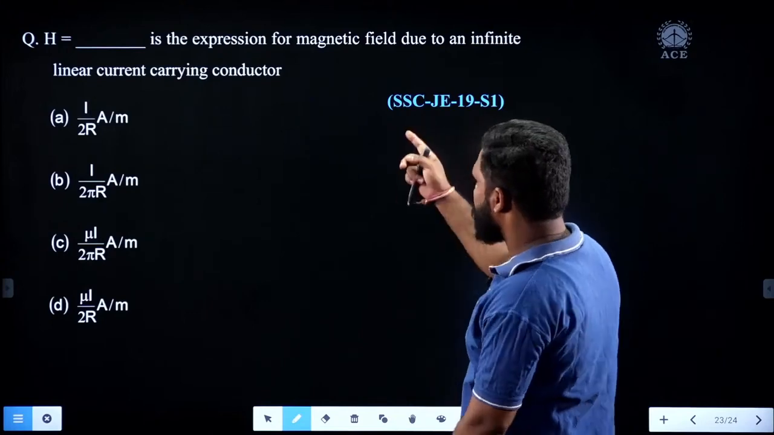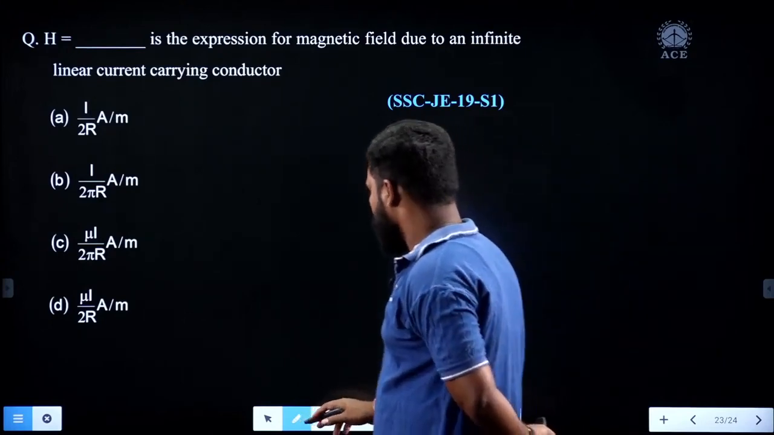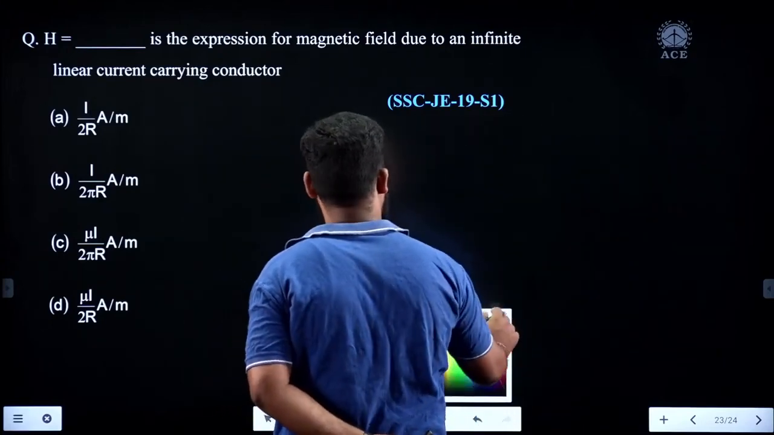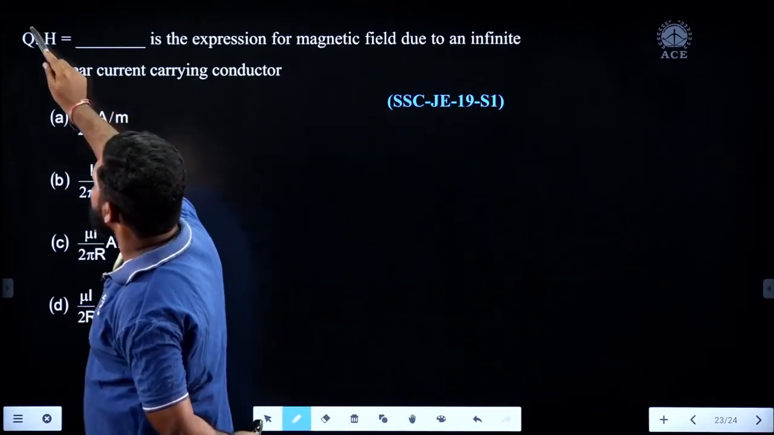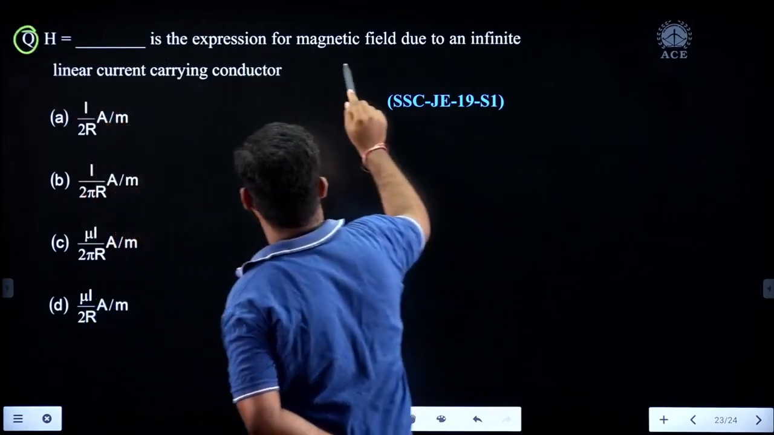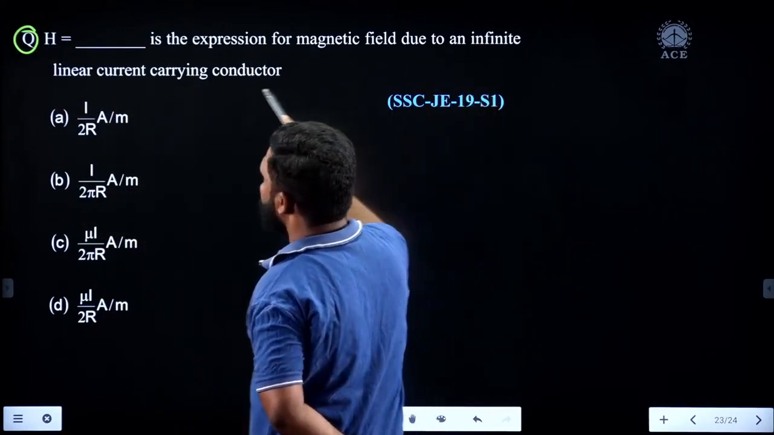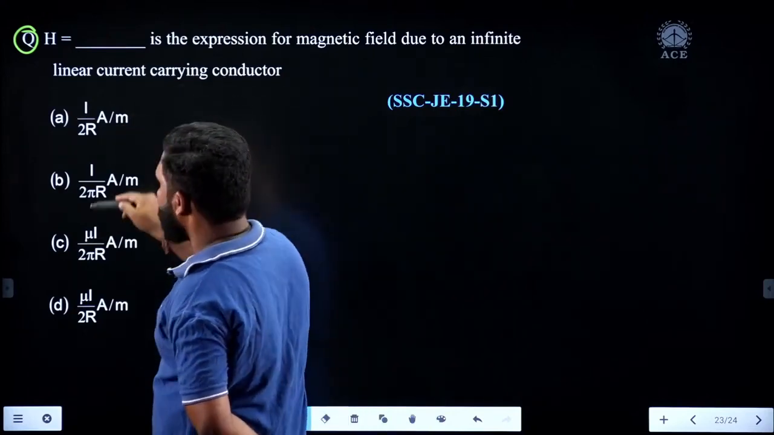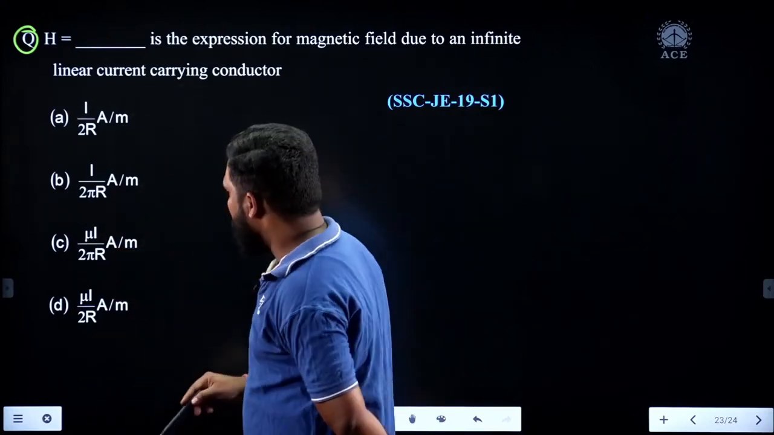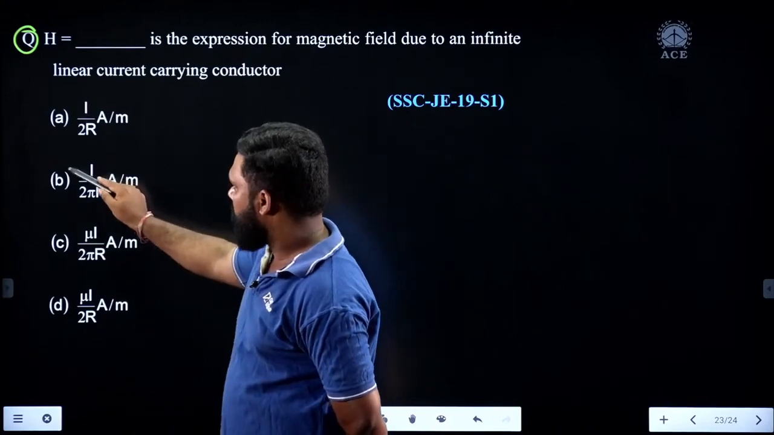Here is a question. Directly the formula was asked. H is equal to dash is the expression for the magnetic field due to an infinite linear current carrying conductor. I by 2 pi R. Option B is the answer.